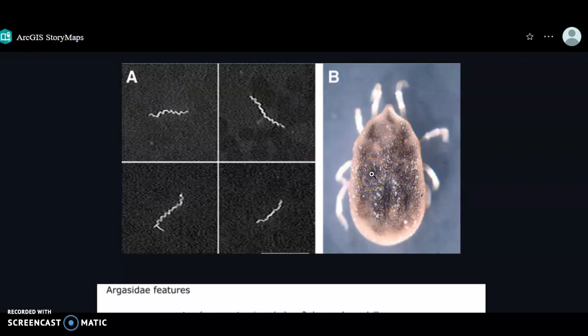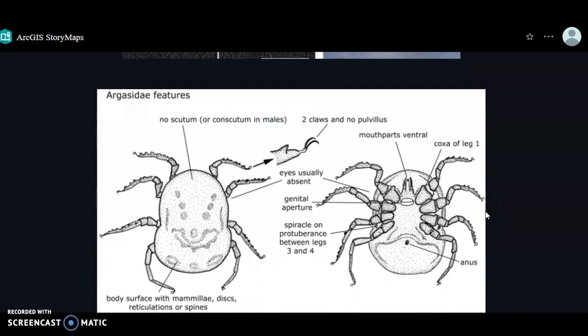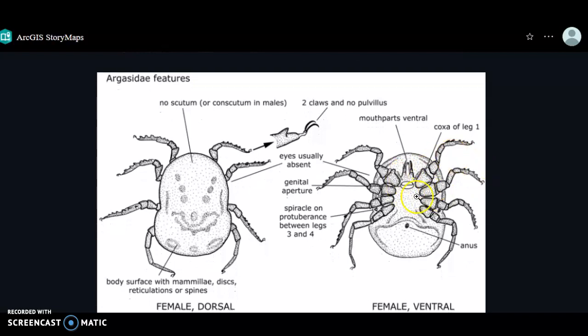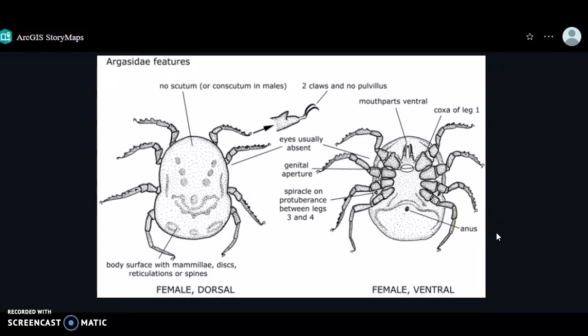You can see some of the differences in soft ticks. If you're looking down, you can't see their mouth. Underneath, you can see it. So this is a top view looking down at the tick here. Scrolling down, on the right you can see this female ventral view, where you can see the mouth parts right here, but on the left side, this dorsal view, you can't see the mouth. So that's one very distinct characteristic of a soft tick.